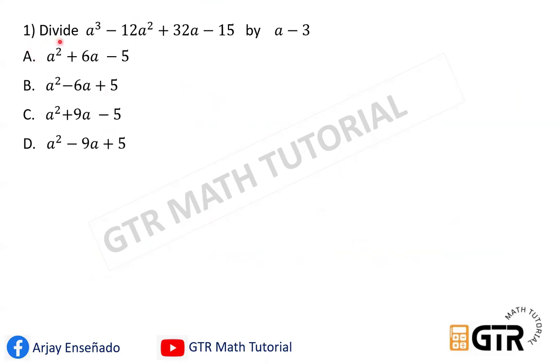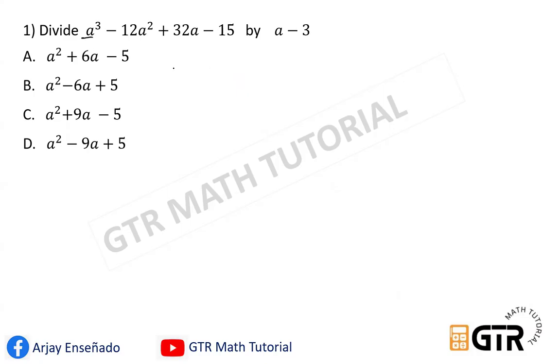So let's start. Number 1, divide a cubed minus 12a squared plus 32a minus 15 by a minus 3. We can solve this by long division or by synthetic division. So let's use synthetic division, the much easier solution. Just write the numerical coefficients of each term.